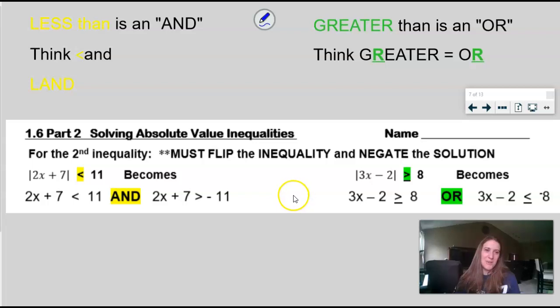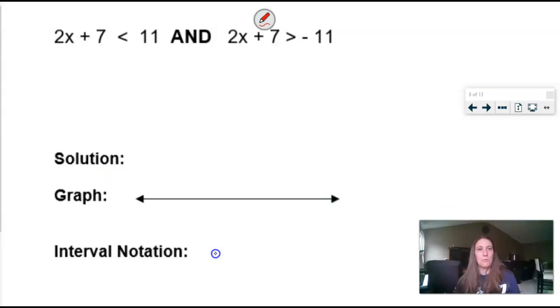So there's two things that you have to do. You have to set up two inequalities like we did yesterday. We set up two equations. This time you got to set up two inequalities, and notice there's two things that change. So the original problem, you just take the bars off and that's all you change for the first one. But for the second setup, you flip the inequality symbol, that's that guy right there. So remember it was a less than, now it's a greater than. And then you negate the solution. So that would be this negative sign that's in front of the 11. So there's two things you got to change. That's kind of annoying.